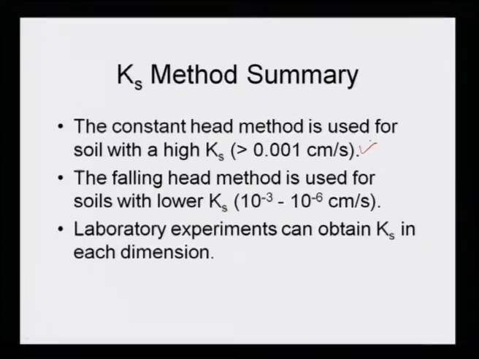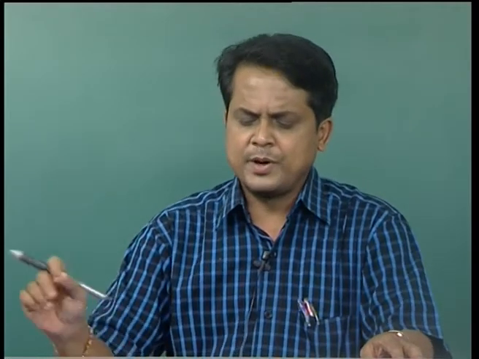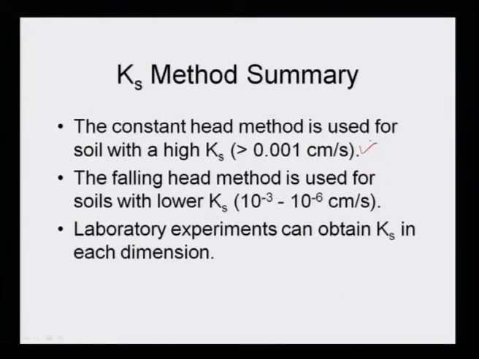That means high coefficient of permeability. From where will you get it? You will get it for cohesionless soil, which has a high coefficient of permeability, because these are sandy soils where you are expecting high coefficient of permeability. The range is given: if K, the coefficient of permeability of soil, is greater than 0.001 cm per second, then the constant head method is to be used.